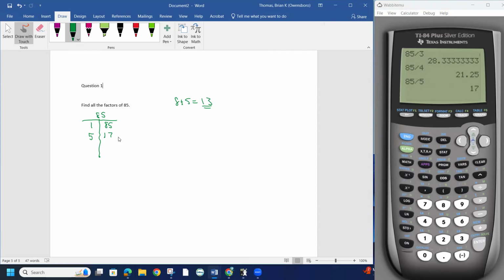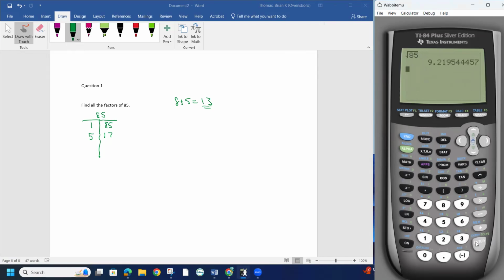After that, I could keep going, but how far do I go? What I can do is take the square root of 85. The square root is above the x squared button, it's this little blue guy here, second x squared. If I type the square root of 85 in there, what that tells me is I don't have to go past 10, basically.